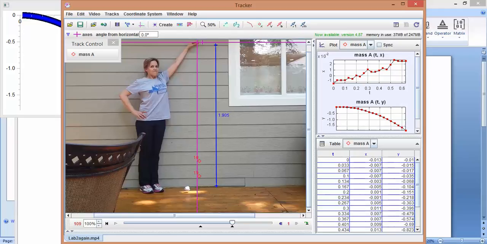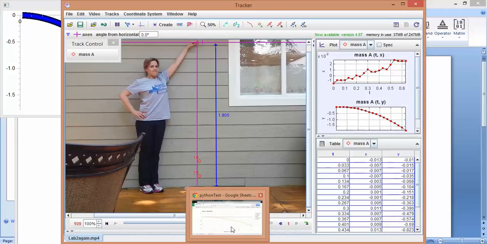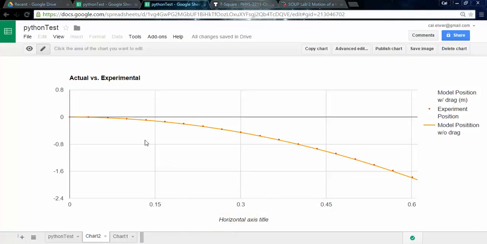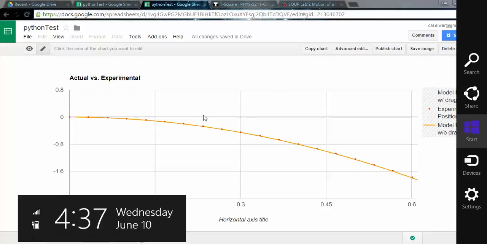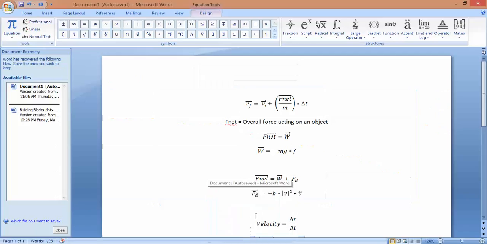Now we want to compare our experimental and model prediction results. Here is the plot of the model position without any drag force with the experiment position, and it is very, very accurate. Now there is another force that we can look at that could contribute, if this is very inaccurate, and this is what we call the drag force.